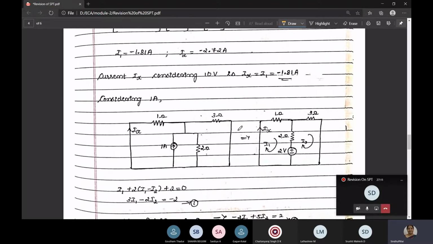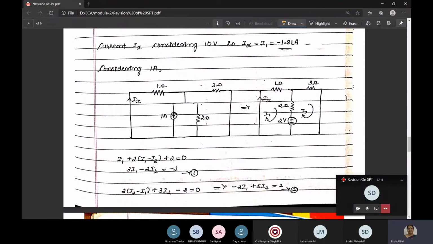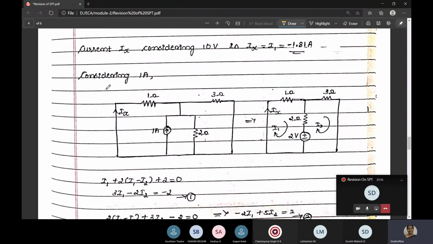Next, this loop is important here, considering 1 amp. When I consider the 1 amp source, the other two voltage sources are shorted here. Ix is also here, and the voltage sources of 5 volts and 10 volts are both shorted. So we have only the 1 amp current source and a parallel resistor to it.